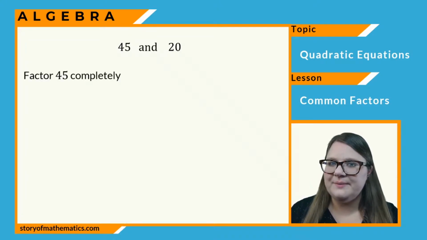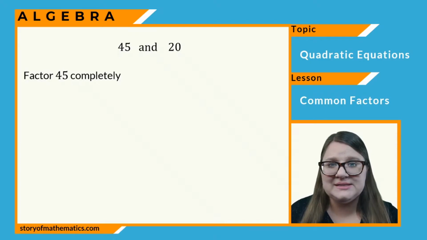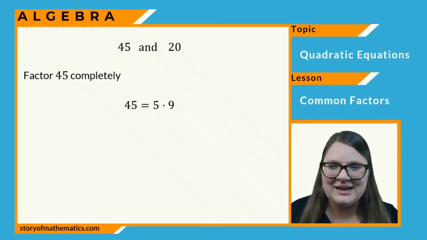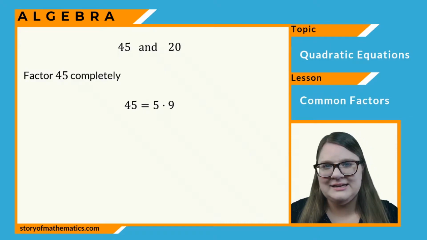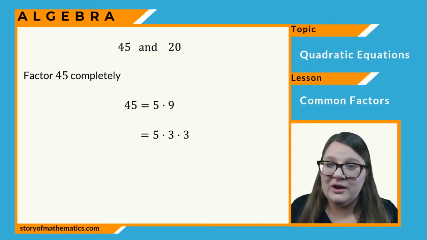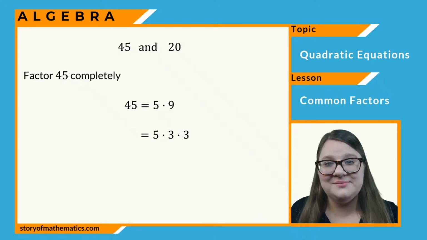To factor 45 completely, I'm going to start by just thinking about what are two things that multiply to 45. So the first things that come to my mind are 5 and 9. Now 5 is prime, but 9 is not. I can break 9 up more into 3 times 3. So I can write 45 as 5 times 3 times 3.